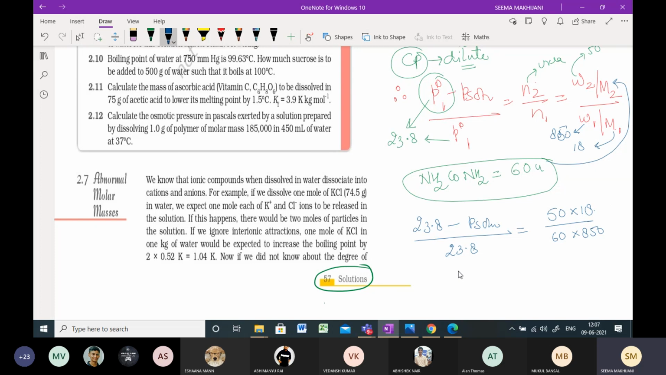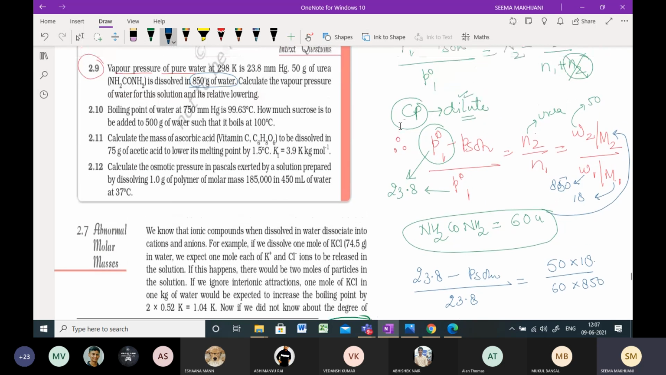Now we need to find the P solution. Will you be able to do the mathematics? I hope everything else is substituted. The only difference is there are two things to be found. First is calculate the vapor pressure of water for this solution, which means you have to find P solution, as I had already told you. So the first part is over. Second part is you have to also determine the relative lowering.